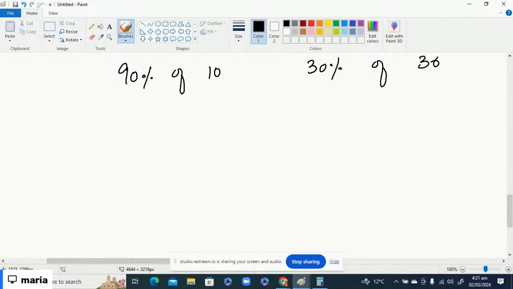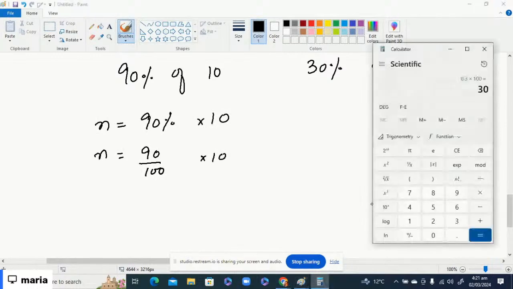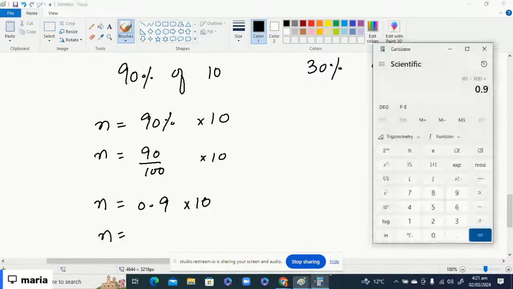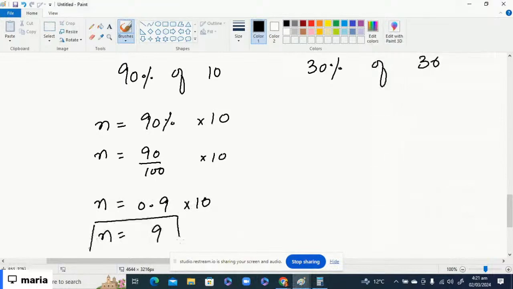So what is the answer of 90% of 10? N is equal to 90% times 10, then n is equal to 90 divided by 100, then times 10. What is 90%? This is 90 divided by 100. Now 90 divided by 100, that is 0.9. 0.9 times 10, which is 9. Okay, this is your answer.